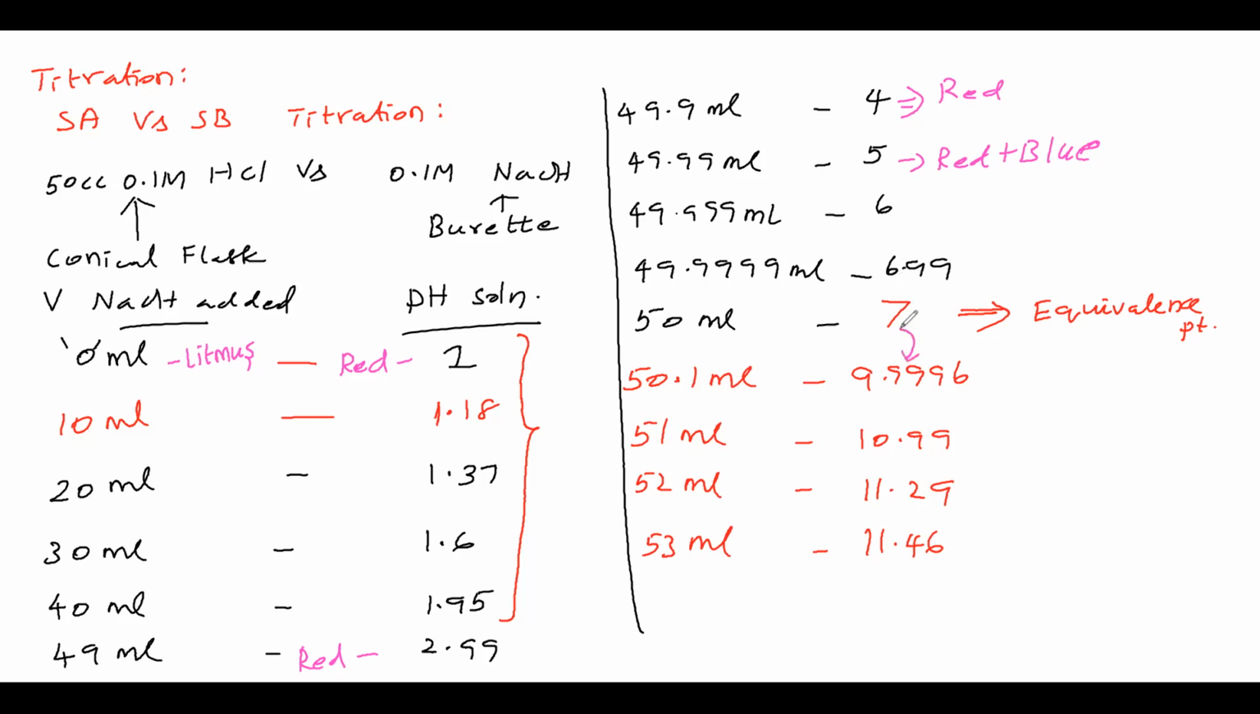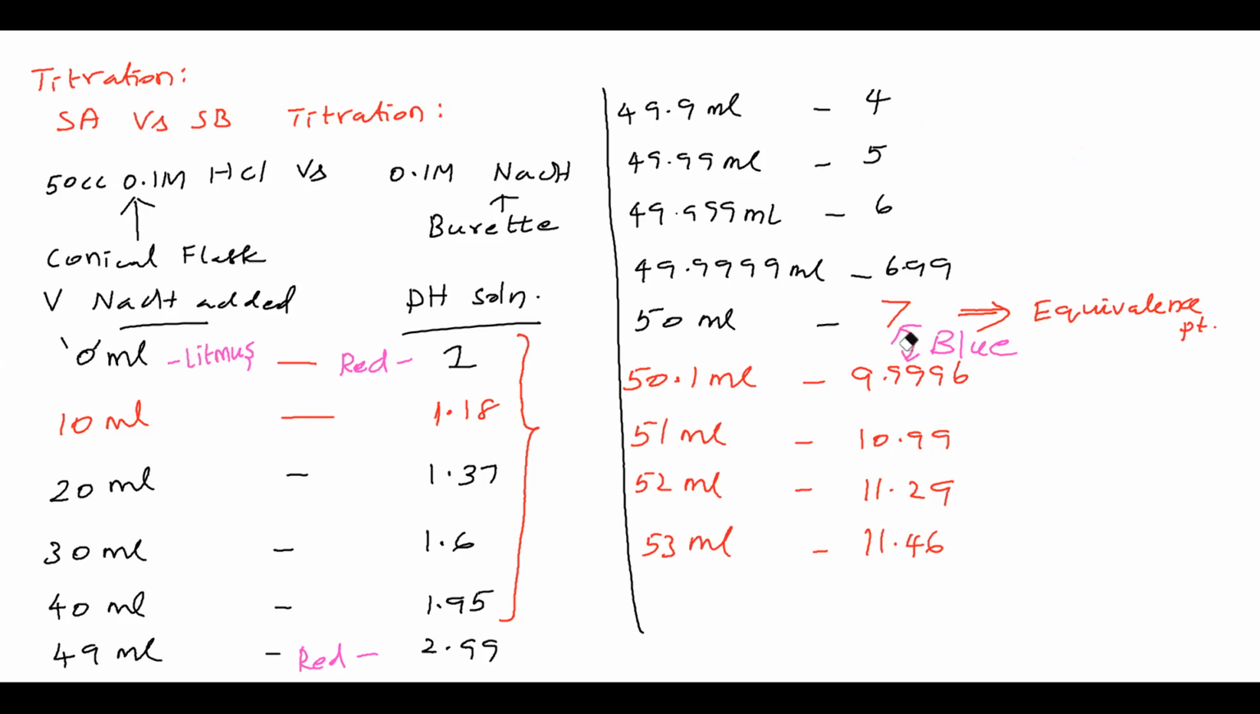Now we can say that a distinguished color has appeared. What is that? Blue. So if you use litmus solution, it gives red color up to this point. Then here, red plus blue. Here, distinguished color blue. Therefore, using this litmus solution, we can go for this titration. We can use litmus solution as the indicator. Litmus solution is a suitable indicator for this.